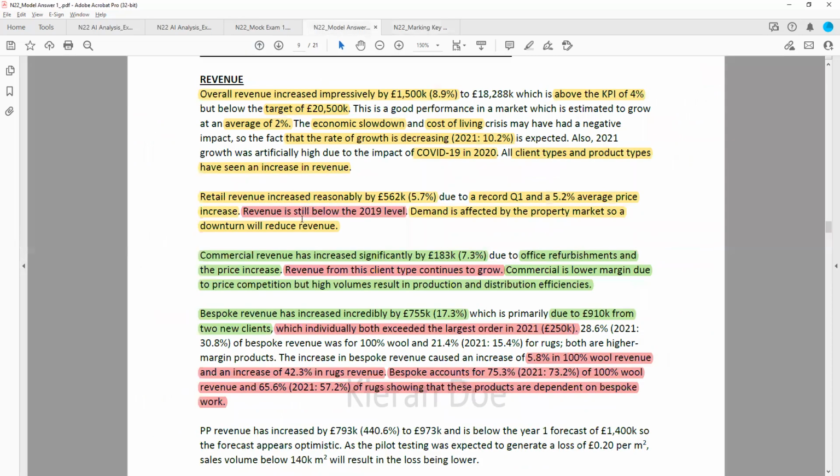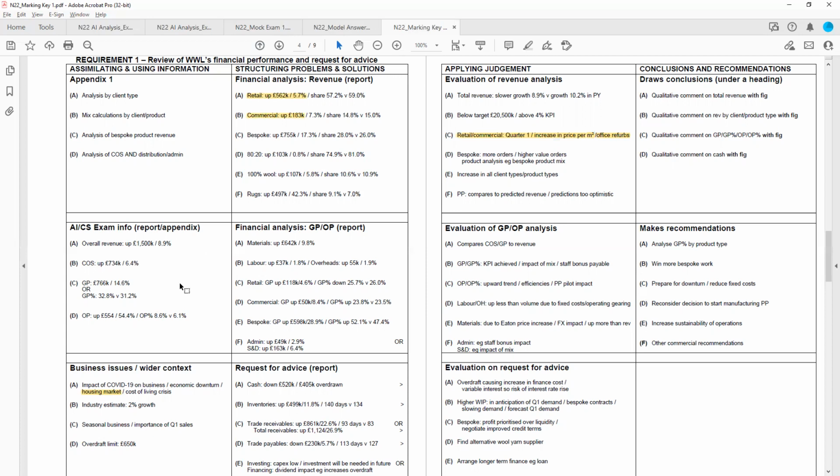It's quite difficult to estimate which points might be backslashed. And then I had a point for commercial, lower margins due to price competition, and that wasn't on there as well. So yeah, again, maybe a little bit frustrating, but I'm not too worried. I'm racking up the points here as I go.